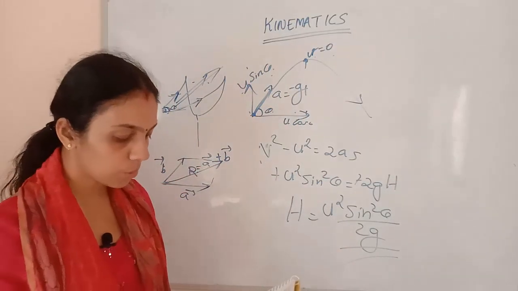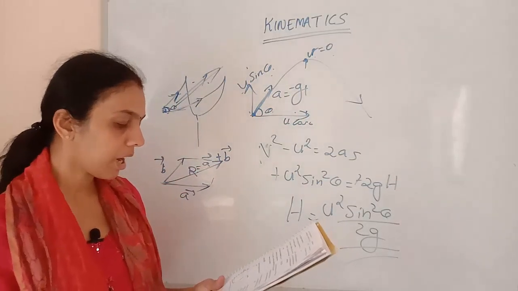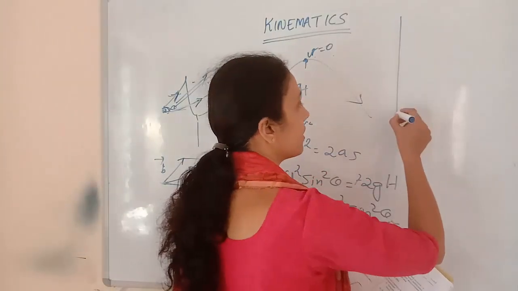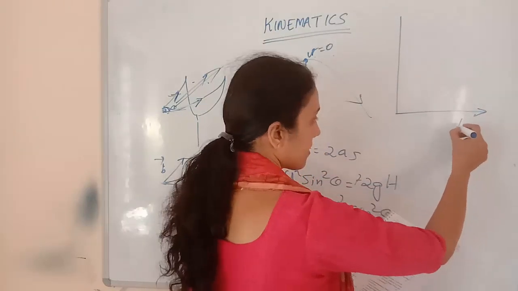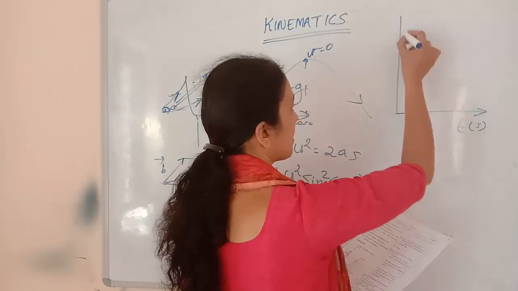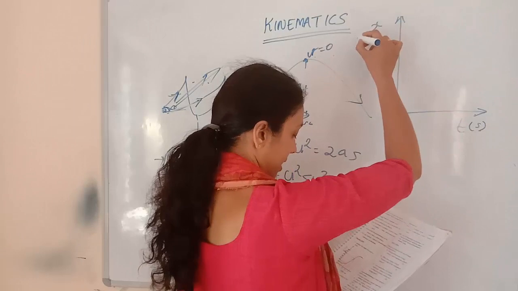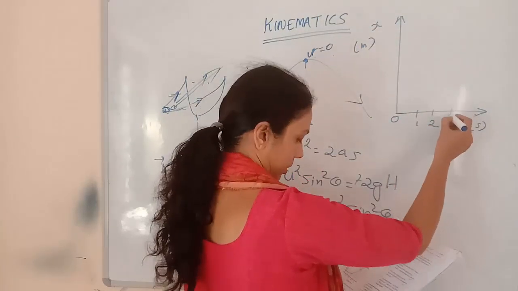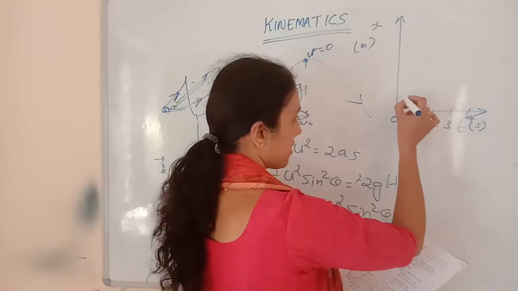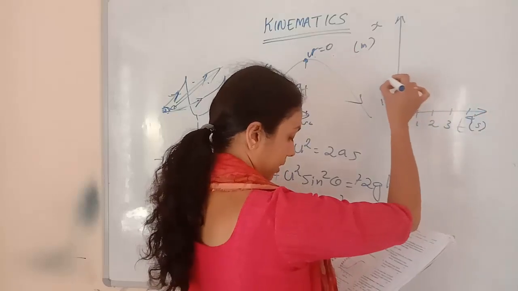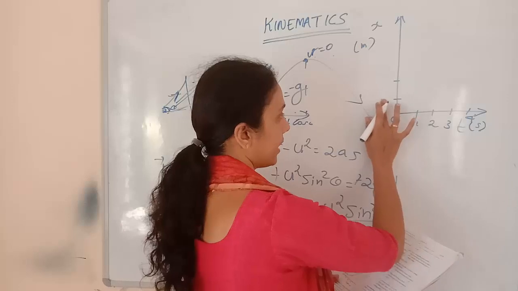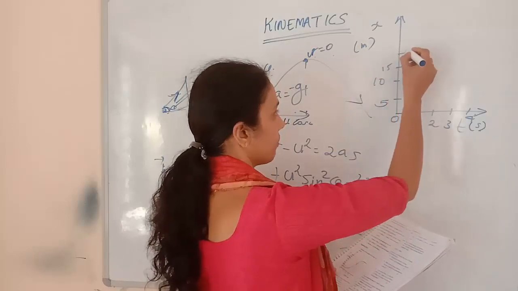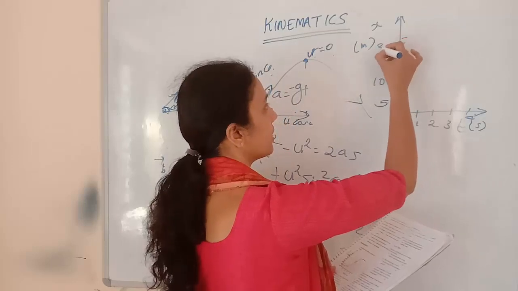Next question, a position time graph of a body is given. See, this is time in seconds and this is position x in meters. 0, 1, 2, 3, 4. This is 5, 10, 15, 20, 25, 30, 35. So here 30.